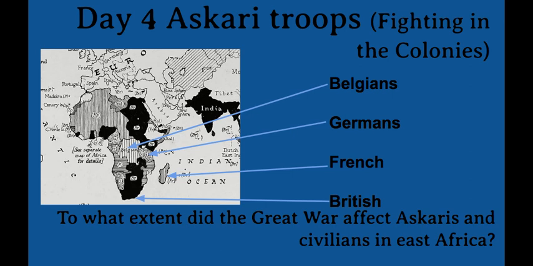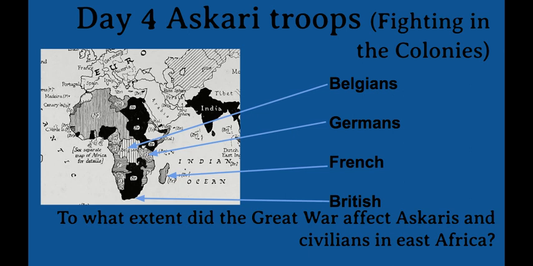Day 4 of World War One, or what at the time was known as the Great War. The Great War involved fighting in the colonies as well. That's how it ended up being called the World War. And our question is, to what extent did the Great War affect Africa? Did it affect the Askaris and the civilians, especially focusing on East Africa?